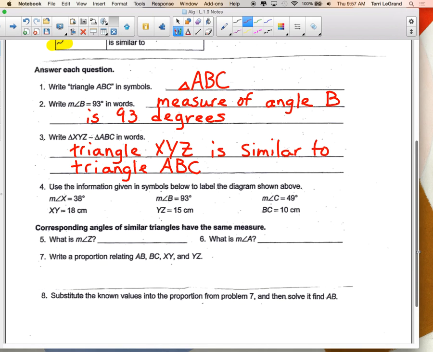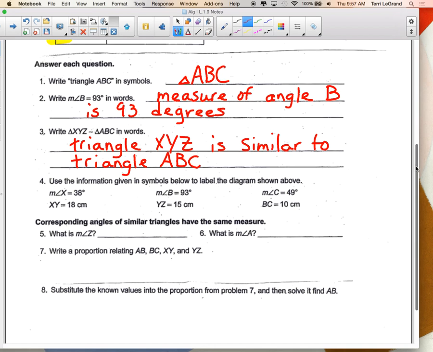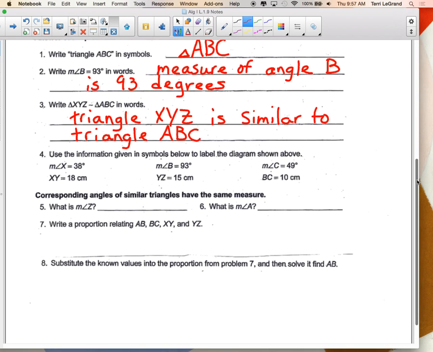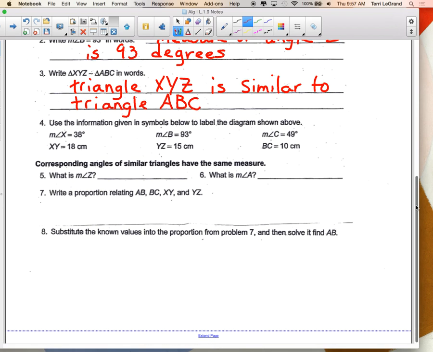Anybody have any questions about 1 through 3 at all? So is this prior information? We know this before we got here, right? Okay. So use the information given in the symbols below to label the diagram shown above. Okay, so what does this say right here? What does this tell us?